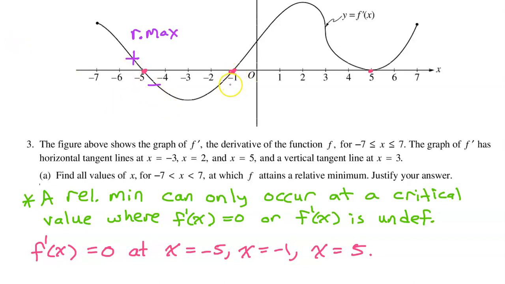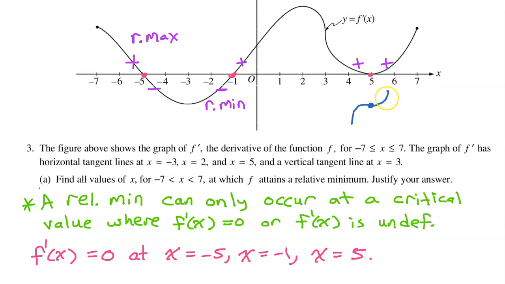Take a look at the critical number -1. Notice that f prime changes from negative to positive at x equals -1. That means we have a relative min at x equals -1 according to the first derivative test. And then looking at the critical value of 5, the derivative goes from positive to positive. That means we have neither a relative max nor a relative min at x equals 5. It's probably a point of inflection like this.